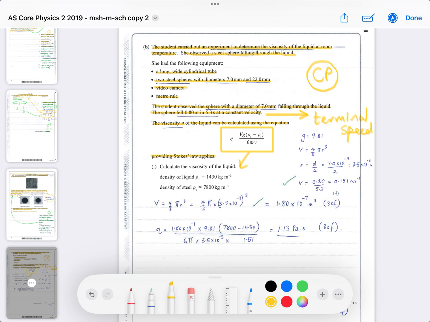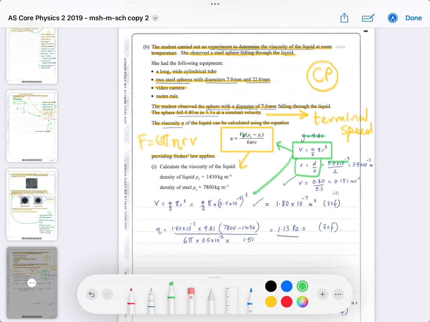That means they expect you to know what Stokes' law is, which is F equals 6 pi eta R V, where eta is the viscosity, R is the radius of the sphere, and V is the speed that it travels at. But they've given you an equation that they want you to use. Now, this is the solution. Gravity, G, we know. We know that volume is 4/3 pi r cubed for a sphere, so you've got to use volume. We know the diameter is 7 millimeters, so you've got to change that into meters, and then you can work out the radius. Then you can work out the volume once you know the radius.